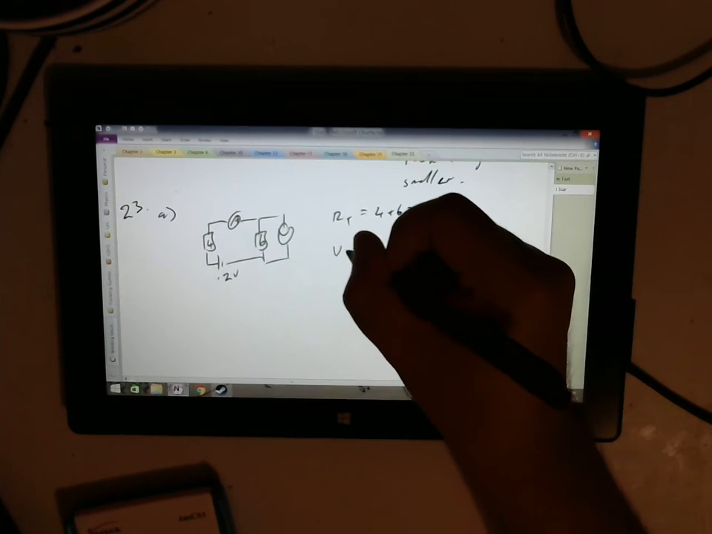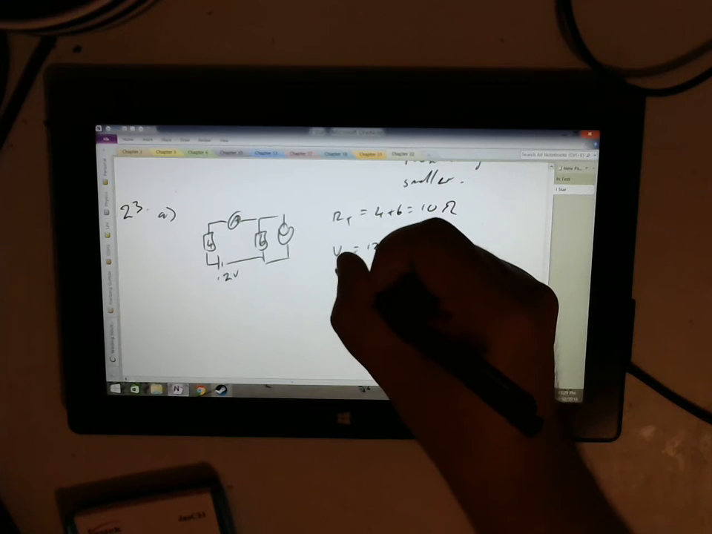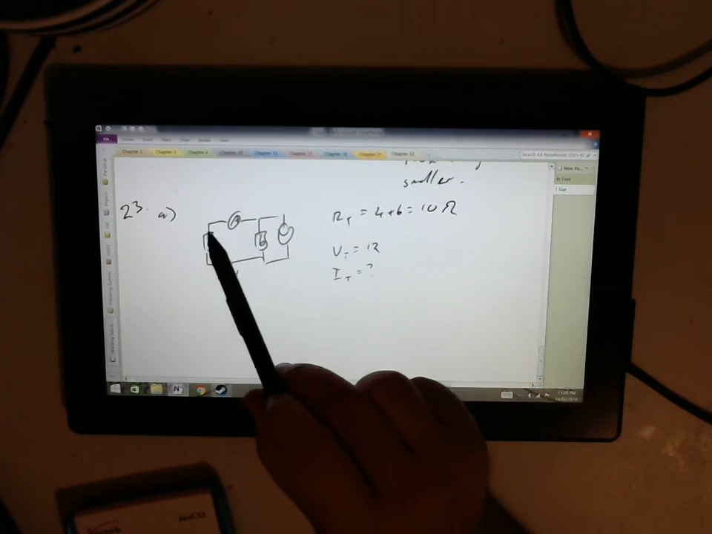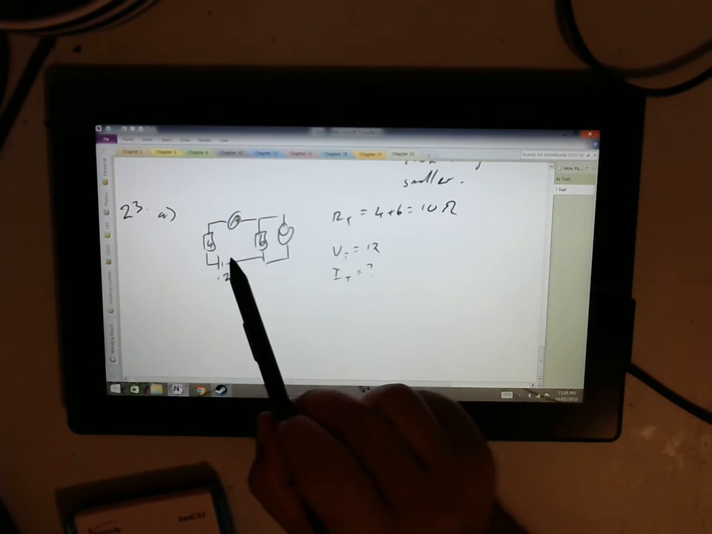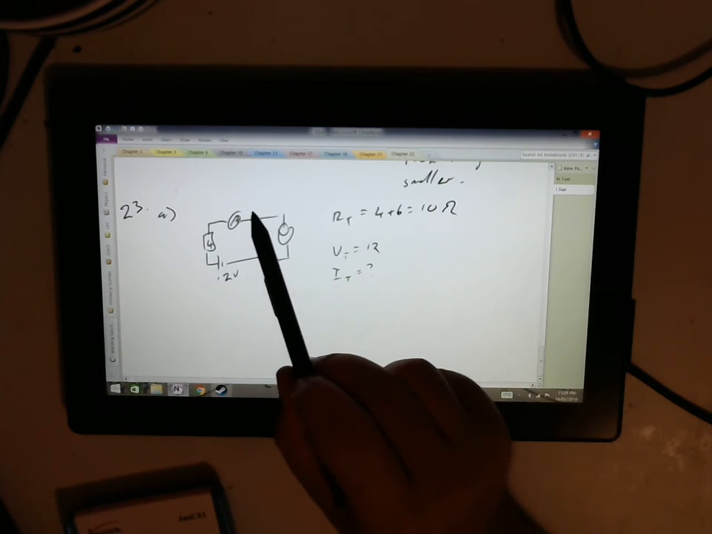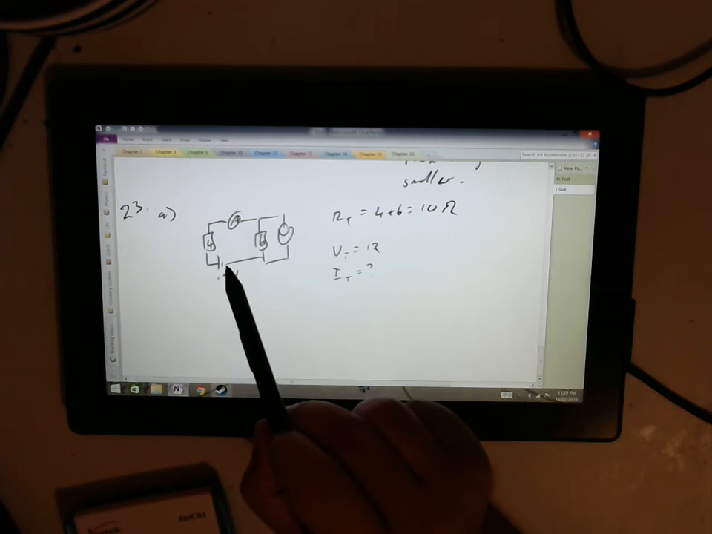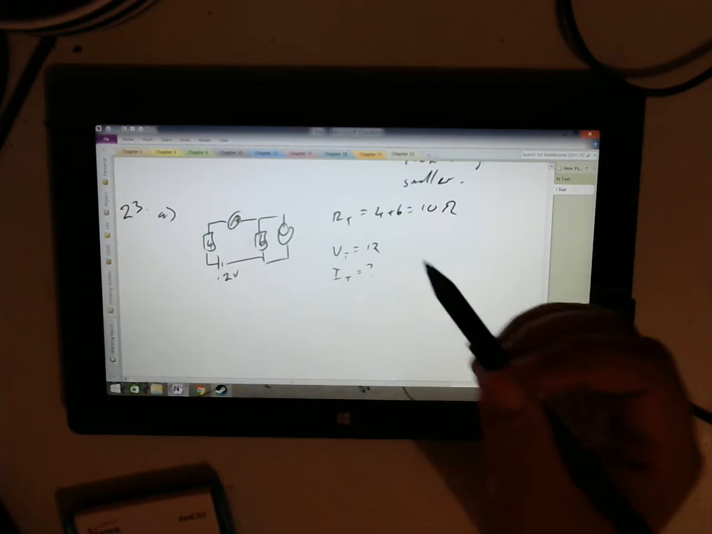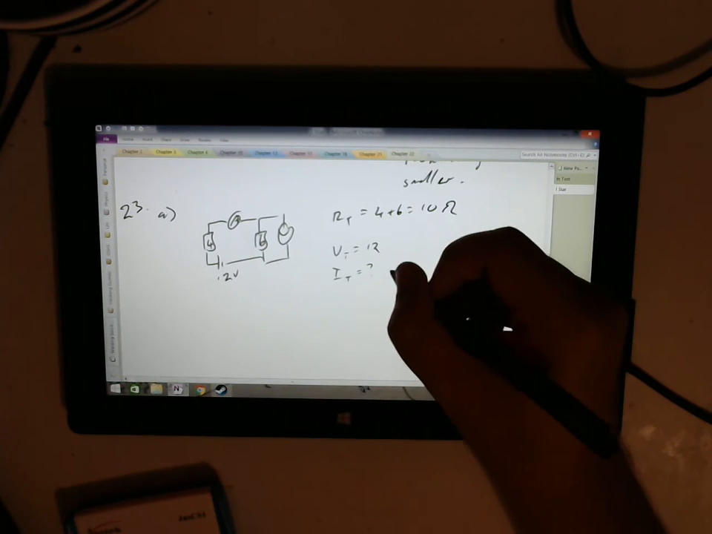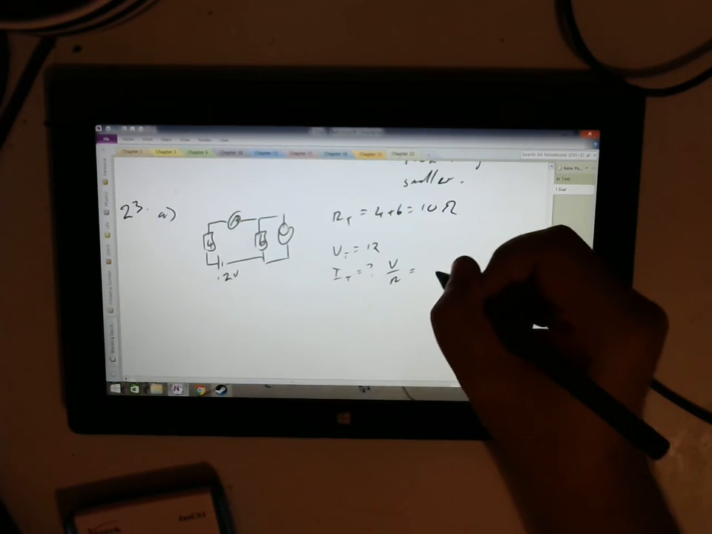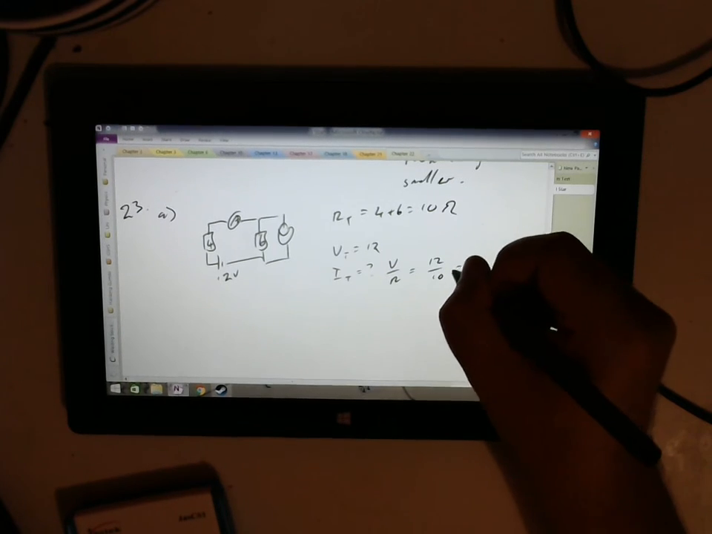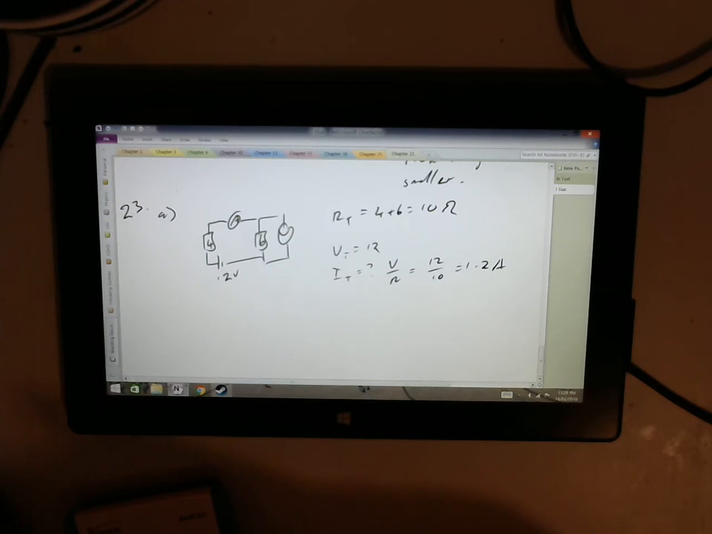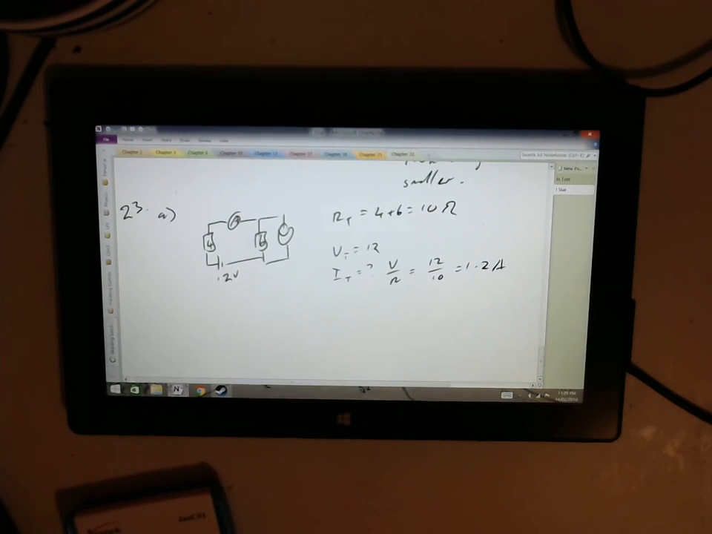We know the total voltage. Voltage total equals 12. What would the current total equal? Because if we have a look at this, the current total in this case is going to be what goes through there, because it leaves here, goes through here, goes through here, goes through here, comes back to the start. It's in series, so everywhere around it in series should have the same current. And the formula for current equals V over R would equal 12 over 10 equals 1.2 amps. Okay, so 1.2 amps is flowing through each of these things.